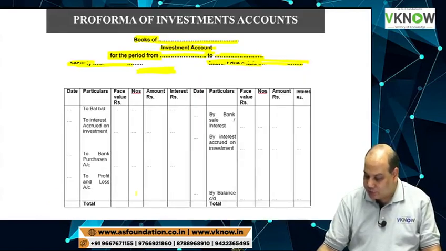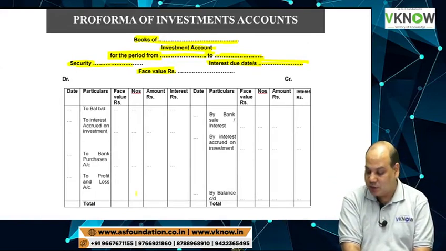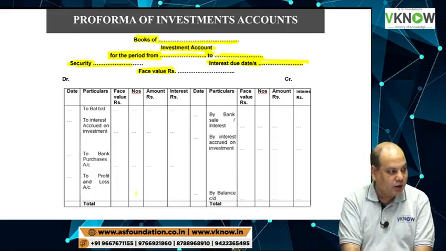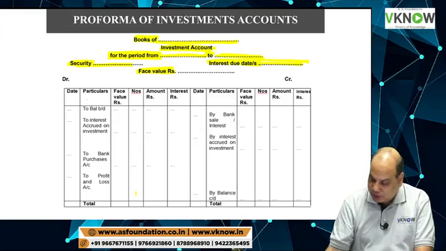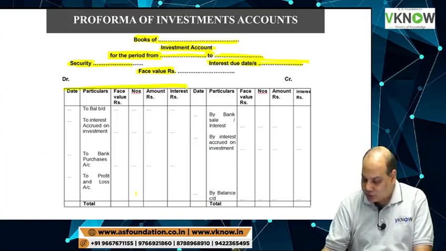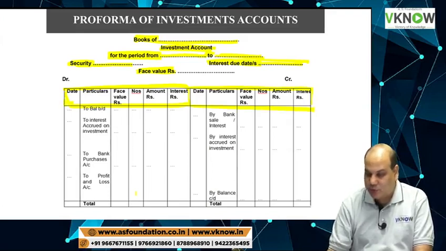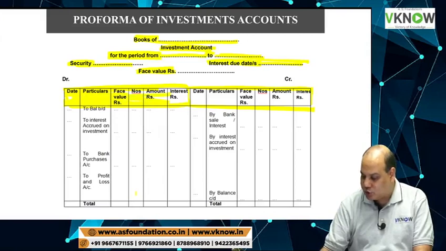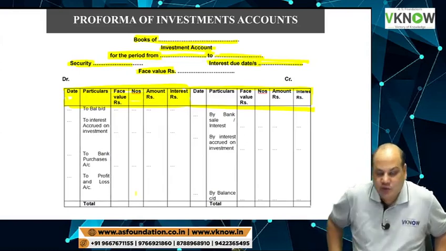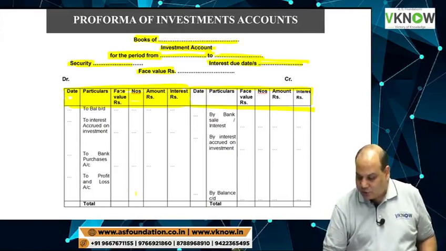Okay, back to the format. After writing this introduction about the question, name of the investor, investment account, date, security, and face value, we will start presenting this format. This format has only 12 columns: 6 columns on the debit side and 6 columns on the credit side. Is it compulsory? It is not compulsory, but we will follow this format because the institute is also following it in most of the exams. So first understand the debit side. You are drawing one investment account: date column, particulars, and this is the face value column.